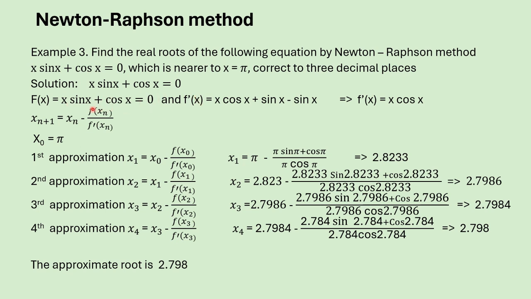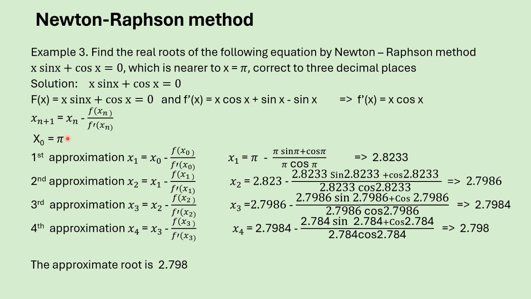Differentiation of x sin x. We'll keep x as such and differentiate sin x, which becomes cos x. Now we'll keep sin x as such and differentiate x. Differentiation of x is 1, so we'll get sin x. And now for the term cos x, differentiation of cos x is minus sin x. So here plus sin x and minus sin x will get cancelled. So f dash x value is x cos x. This is the equation we know.